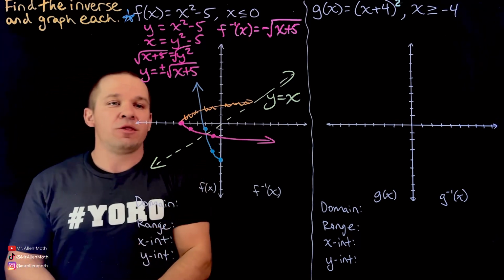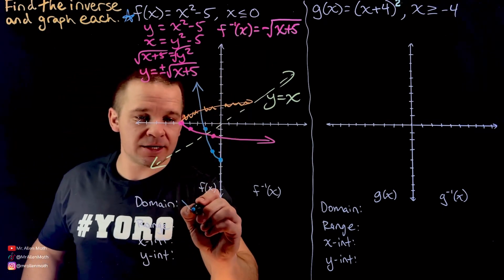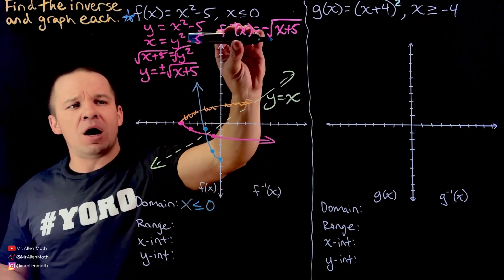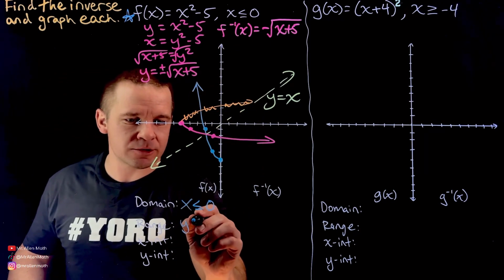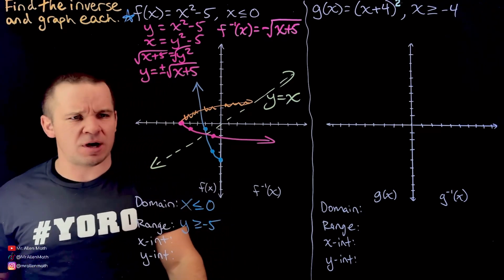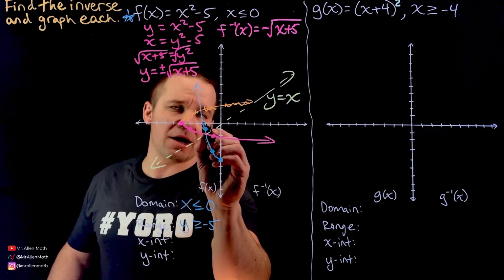So for the blue one, the original, my domain was actually given to us. X is less than or equal to 0. What's my range? Well, it's always going above that -5, so it's going to be y is greater than or equal to -5. What about my x-intercept? Where is it crossing the x-axis? Well, that is interesting because it's like right in between there, isn't it?